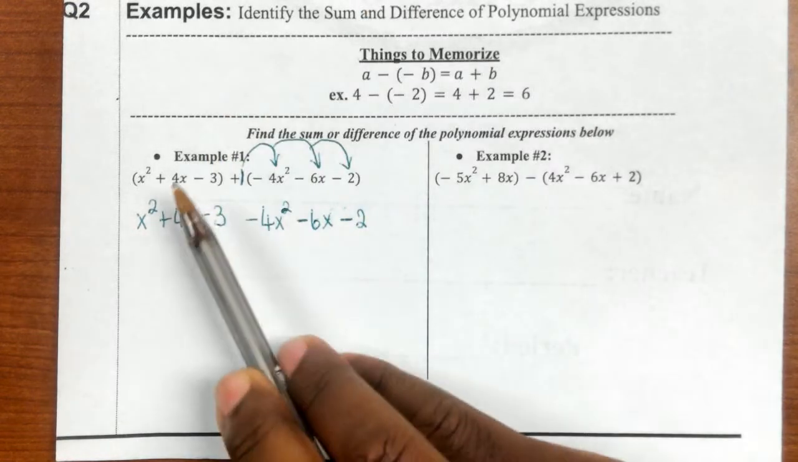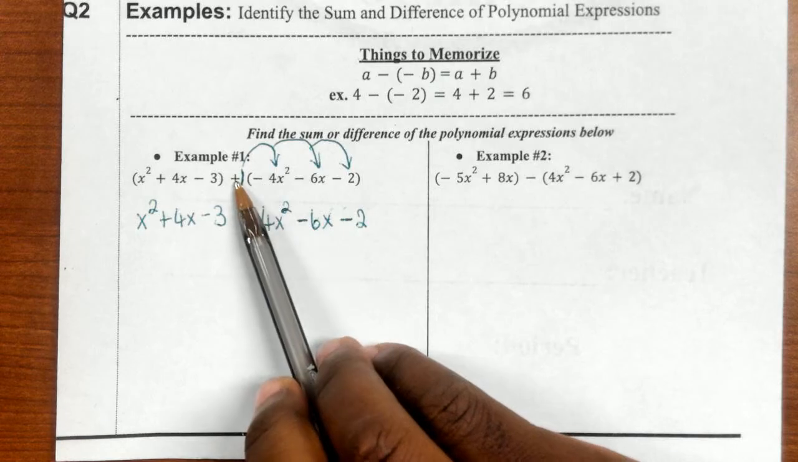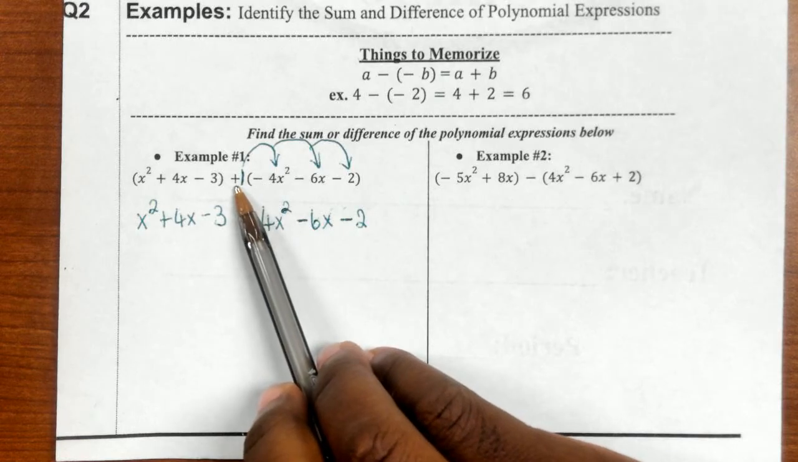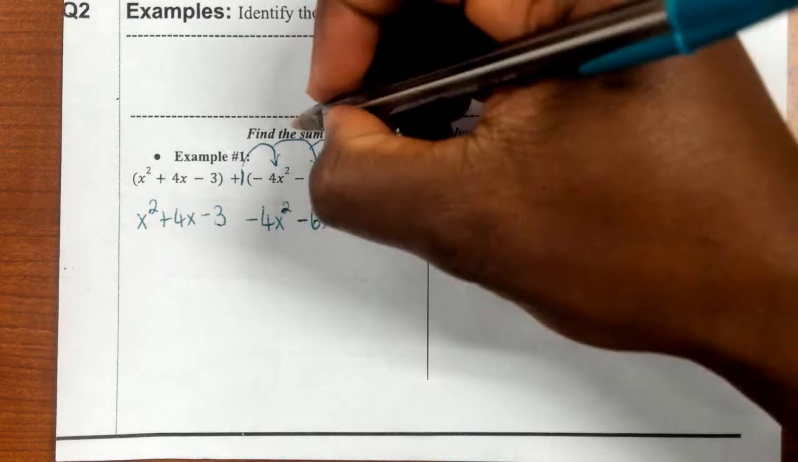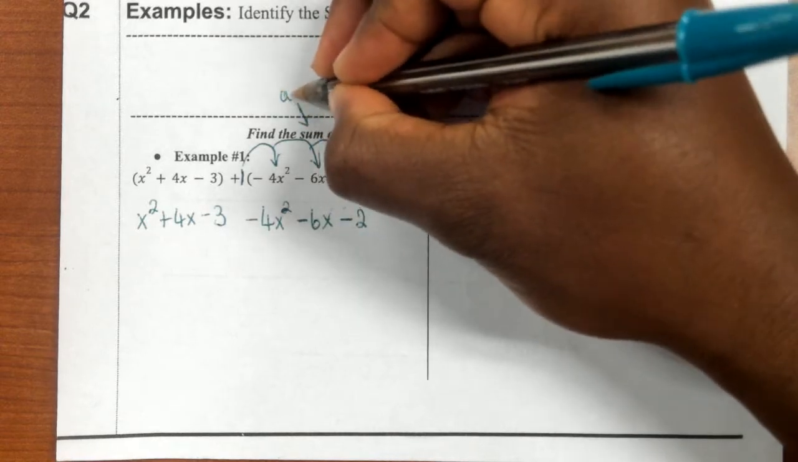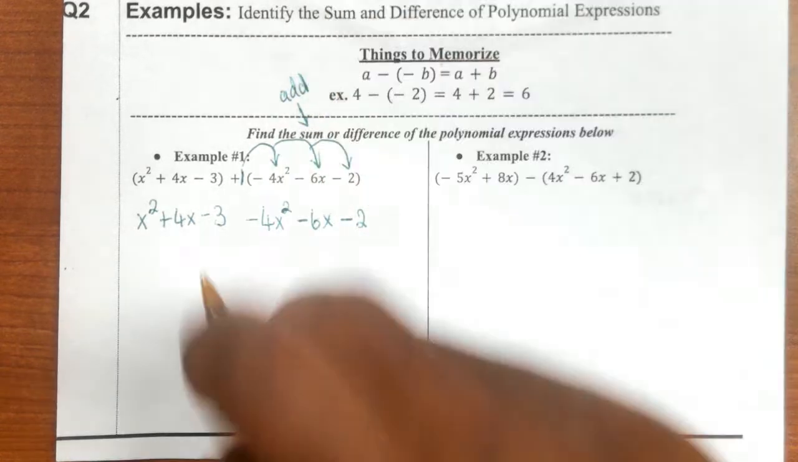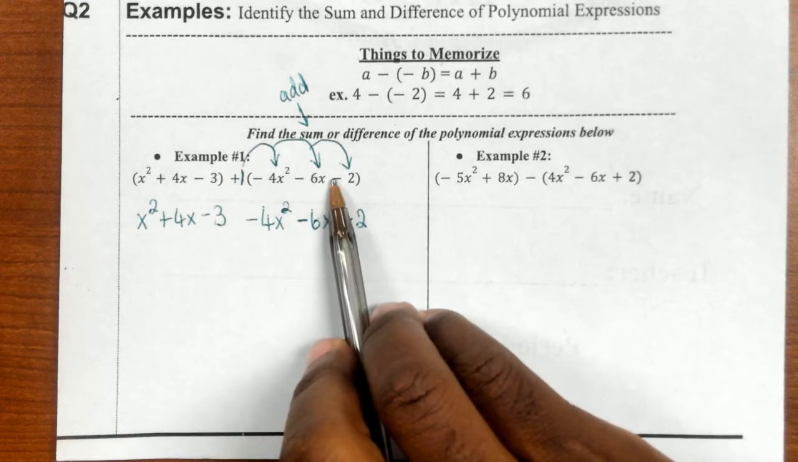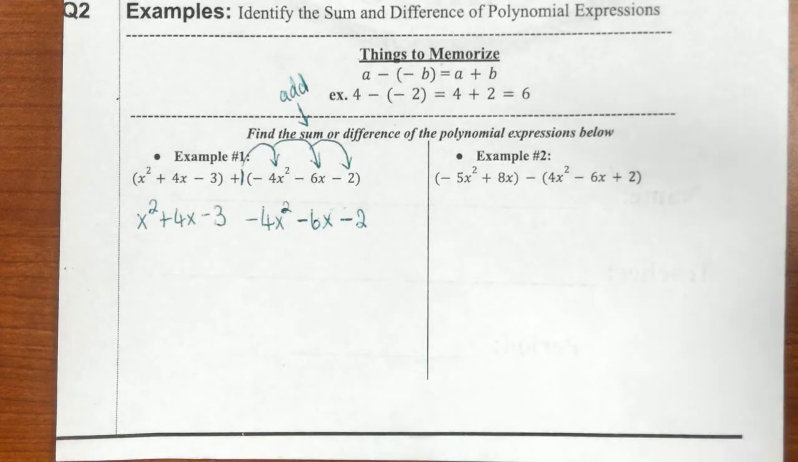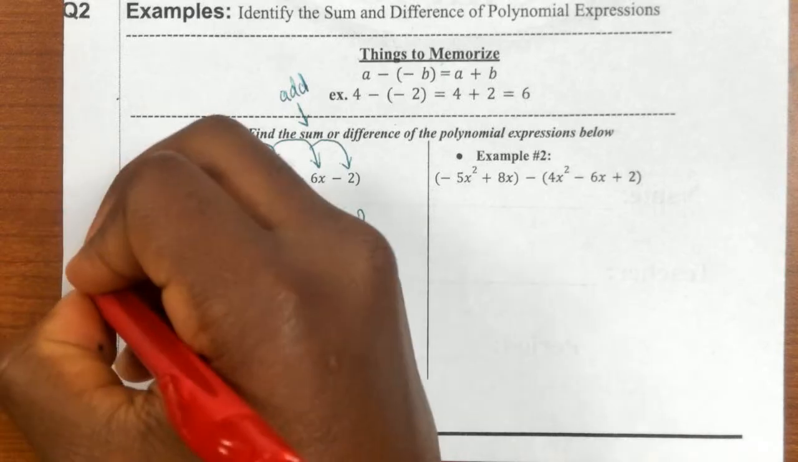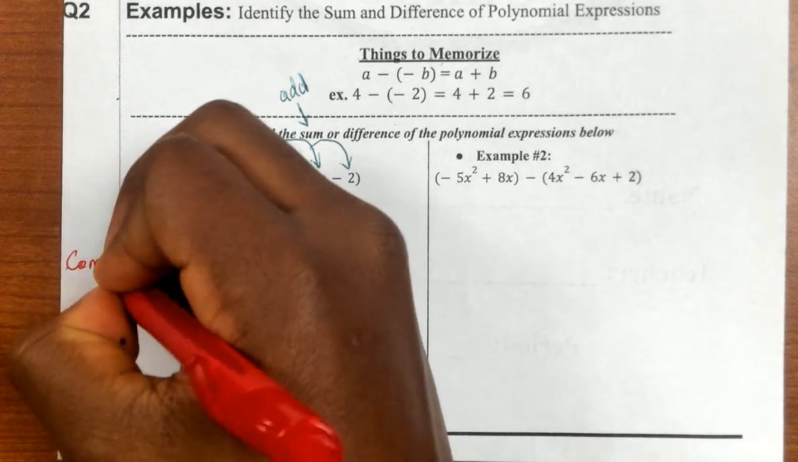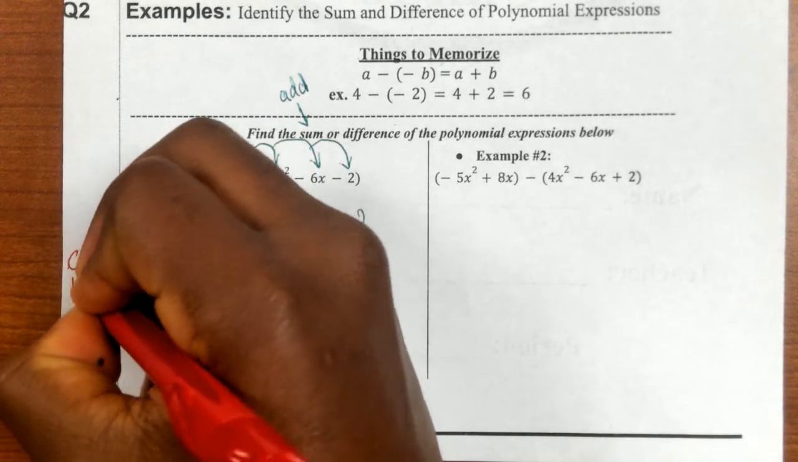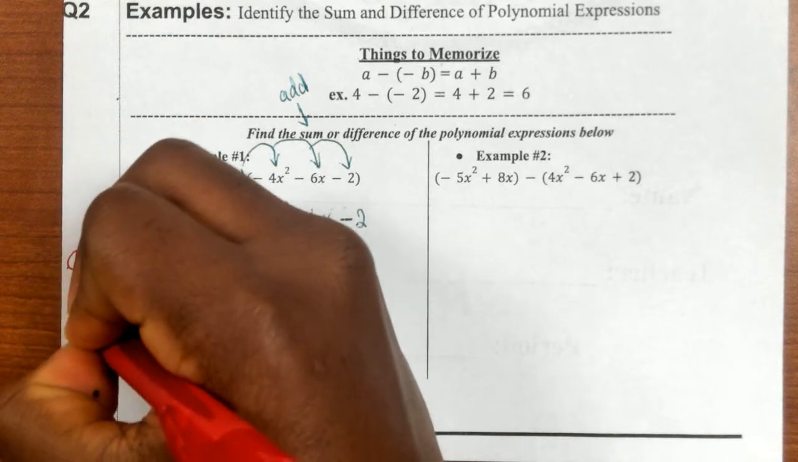So normally when you see two sets of parentheses and you're finding the sum, it means that you add. So again, sum means that you add. Whenever we see an addition sign, we can just remove the parentheses. Okay? Now we're going to combine like terms.